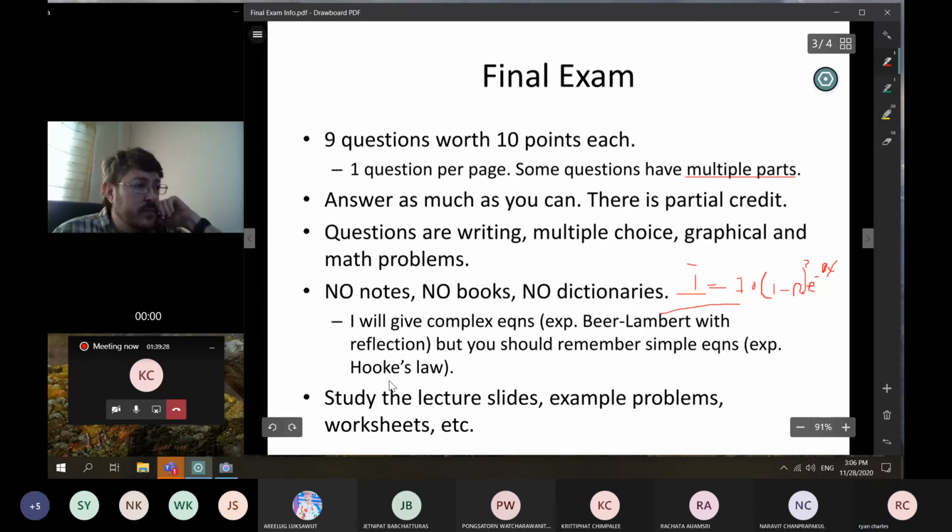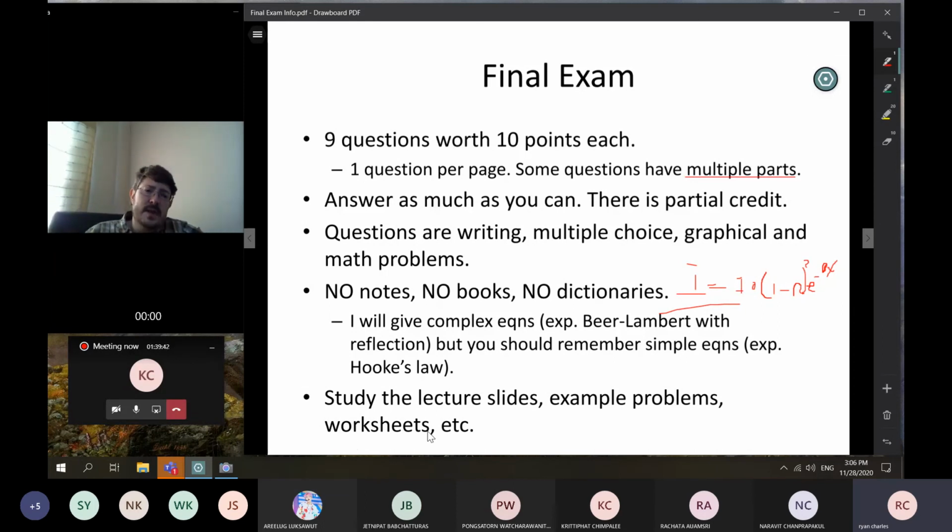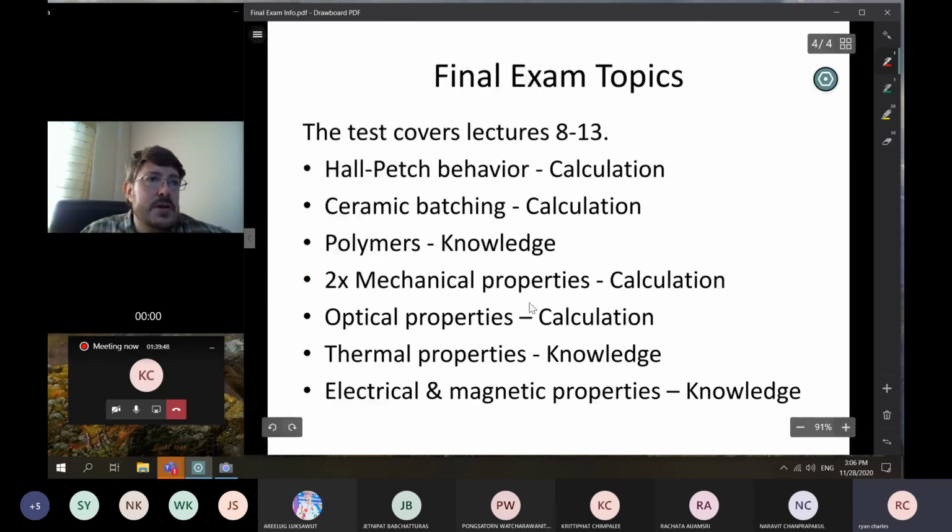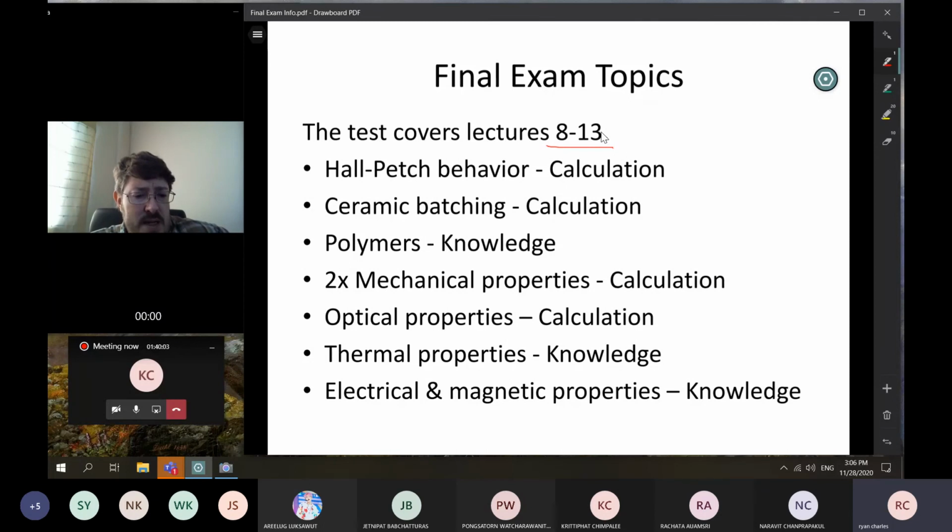What do you study? It's pretty obvious. Study the lecture slides, if the lecture is going to be on the test. Study the example problems, and study the worksheets I've given you and all those solutions, because the test questions would be very, very similar to a lot of that stuff. What should you study or expect on the test? It covers lectures 8 through 13. The last lecture was lecture 14, so that's not on the exam. That material selection stuff, don't study it. It's not on the test.